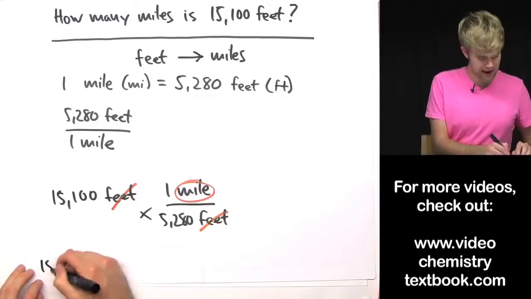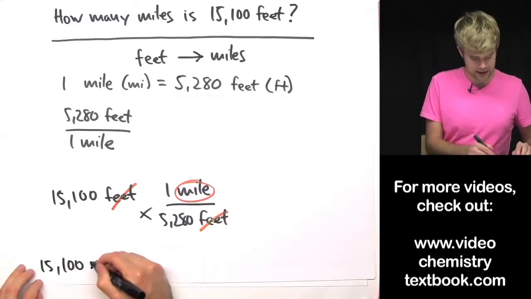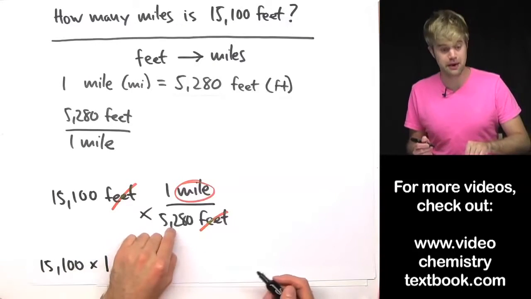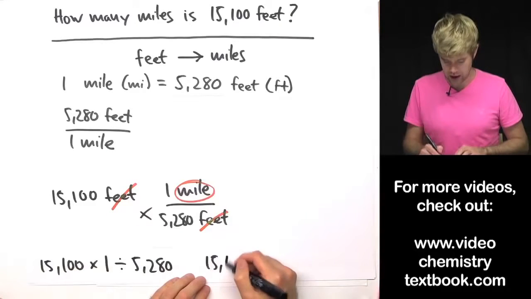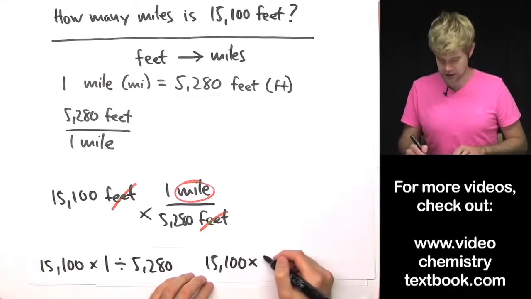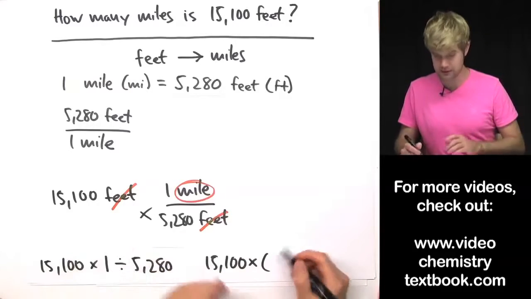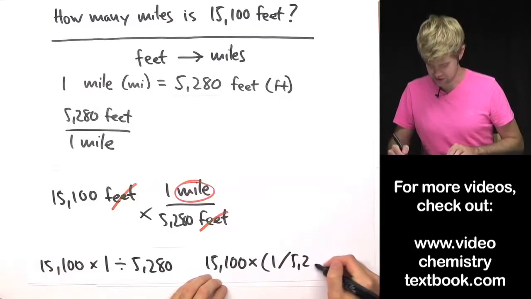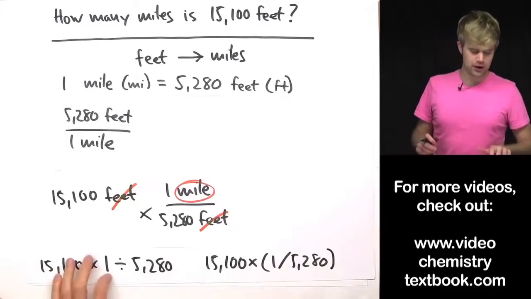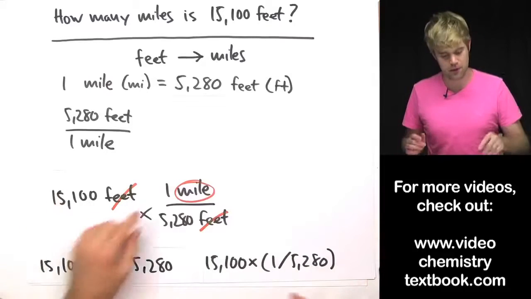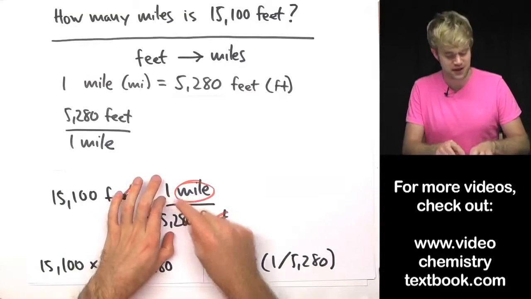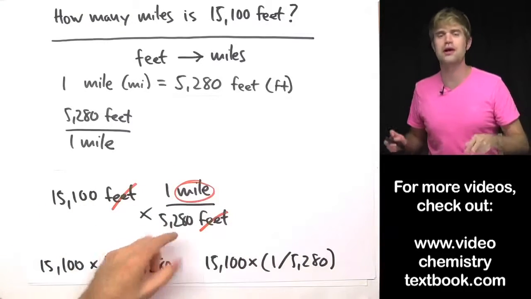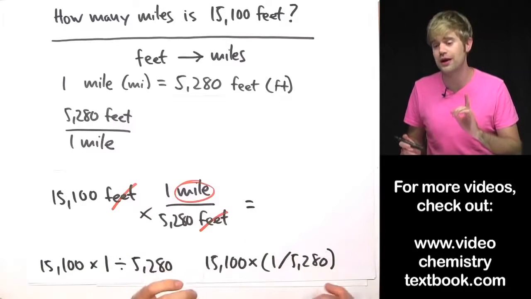Now, how do I do the math? I'll do 15,100 times 1 divided by 5,280, because it's on the bottom of the fraction. Or if you can plug larger expressions into your scientific calculator, you can do 15,100 times, and then in parentheses, you can do 1 divided by 5,280. Again, you might wonder why you have to keep doing the 1. You can leave the 1 out if you want, but remember, this isn't always going to be a 1. So it's a good thing to get in the habit of multiplying by whatever is on the top of the fraction and then dividing by whatever is on the bottom of the fraction, even if it's 1 for right now.